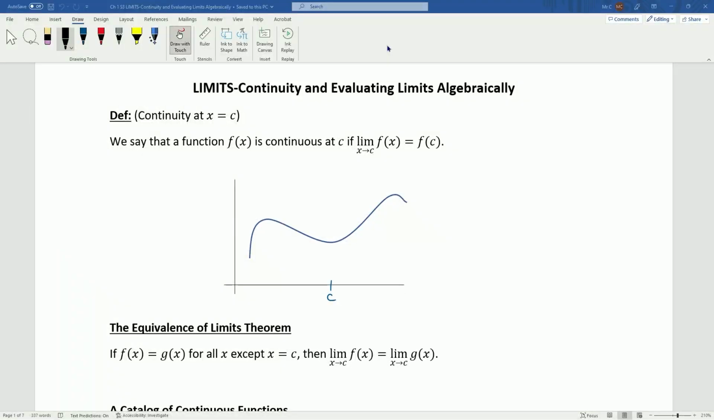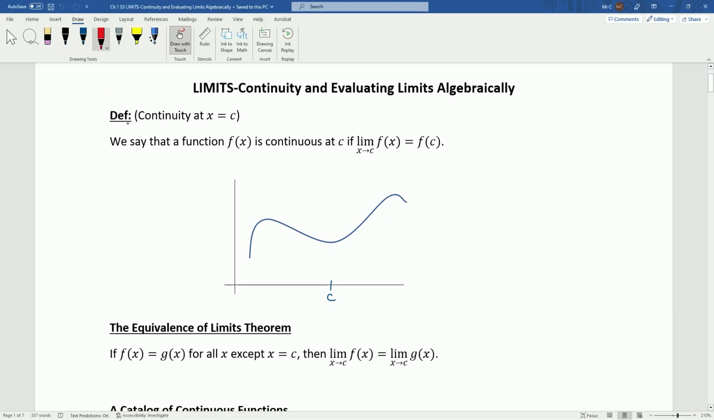Hello everybody, and welcome to our video on evaluating limits algebraically and continuity. So continuity is one of the most powerful tools we have to evaluate limits algebraically, and it saves us a whole lot of trouble. So let's take a look at the definition of continuity, because that definition is going to be our trick, so to speak, for how to evaluate these things.